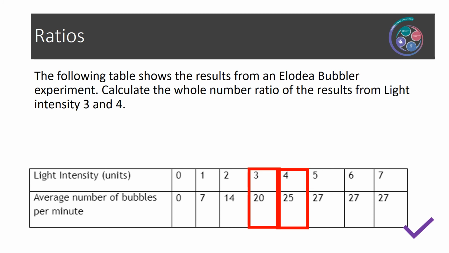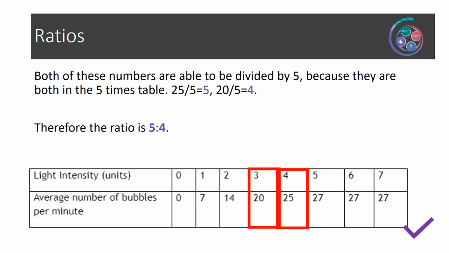Okay, so you've probably had your 5 minutes. So we're going to look at our question, and we're going to look at the results so we can find our whole number ratio. So we know that at light intensity 4, there are 25 bubbles per minute. At light intensity 3, there are 20 bubbles per minute. So our current ratio is 25 to 20. Both of these numbers are able to be divided by 5 because they're both in the 5 times table.